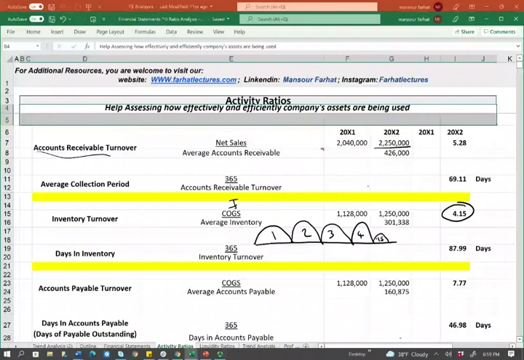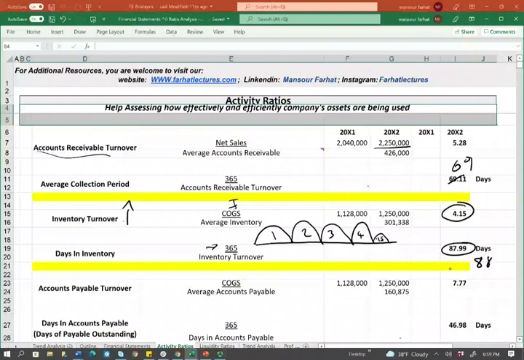Okay. Now let's translate this into how many days. We'll take 365 divided by inventory turnover. Now we want the turnover to be as high as possible. We want it to turn over as many times, buy the inventory, then sell it, buy it, then sell it, and so on and so forth. But to measure that, we'll take 365 divided by inventory turnover. It looks like you're selling your inventory every 88 days, 87.99. We're going to say 88, and for receivables, we're going to go with 69. 69 days to collect your money, 88 days to sell.